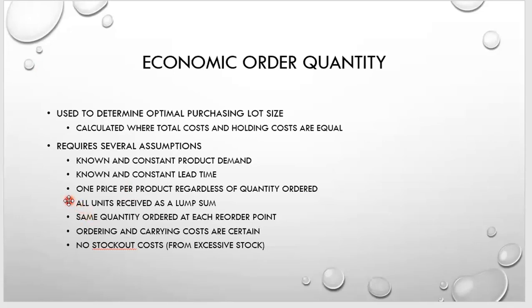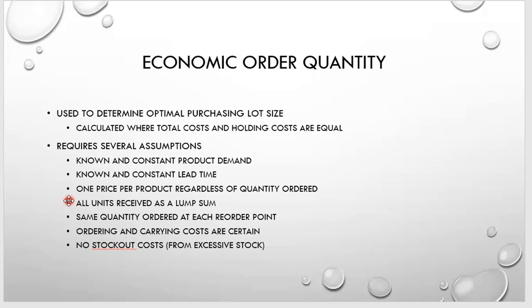So if your EOQ is 50 units, you receive all 50 at one time. This is important because when you do holding costs and total costs related to the inventory, we calculate it based upon the lump sum of all of them.